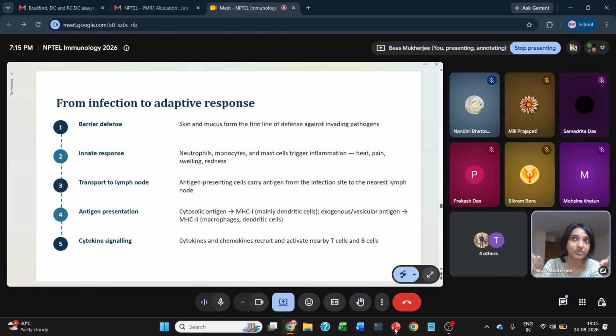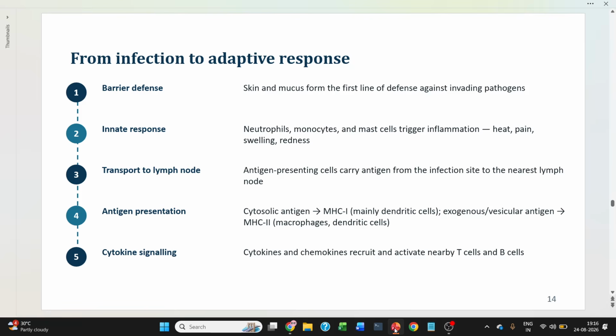Then what happens? All these antigen presenting cells, they engulf this particular pathogen, and they bring this to the lymph nodes, and they present the pathogen for B and T cell activation. So antigen presenting cells carry antigen from the infection site to the nearest lymph node. Cytosolic antigen, that is MHC1, mainly dendritic cell. Exogenous or vesicular antigens, MHC2, presented by macrophages and dendritic cells. And then cytokine signaling happens. So cytokines and chemokines recruit and activate nearby T cells and B cells, and that is how they get activated.